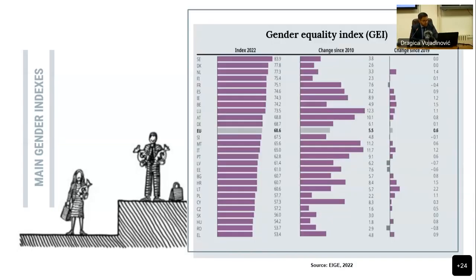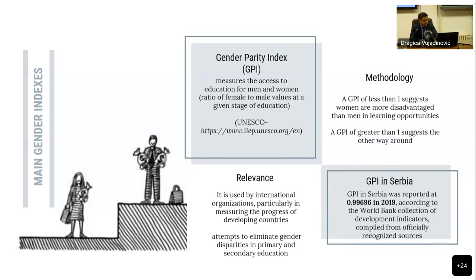So this is one of the basic indexes that we are using when it comes to gender economics and other social sciences. And of course, for any other details and specific countries, you may check the index. It's the European Institute for Gender Equality. They established this index, and they are publishing every year results for all European countries, EU countries, and also for Serbia. So you may follow progress in every individual country.